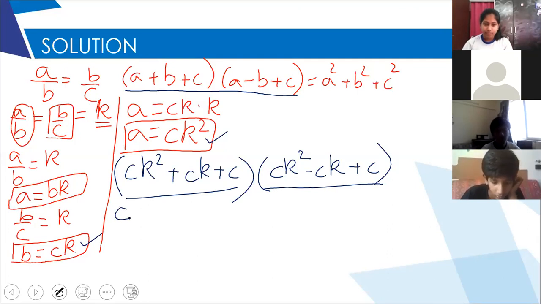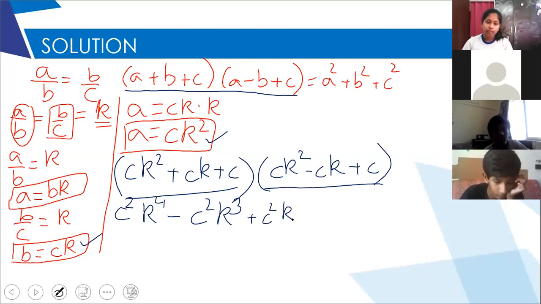First term with the complete second bracket. So C square K raised to the power 4. Then CK square multiplied with minus CK is C square K cube. And this is plus C square K square. I have multiplied the CK square with the entire bracket, so I got 3 terms.